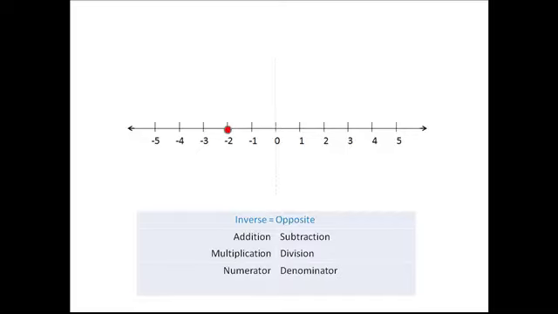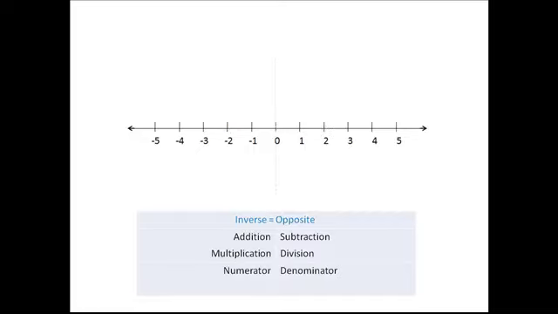Look at -2. If you can imagine that that's actually a fold line on a piece of paper running through 0, and you can fold that over, what point would -2 match up with? It would match up with 2. 2 and -2 are both 2 units from 0. These are opposites or inverses.